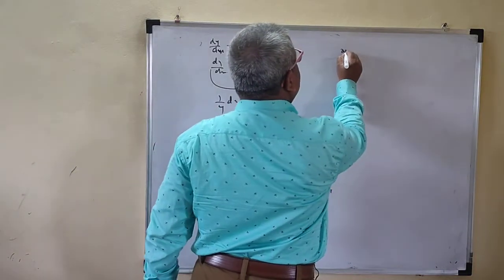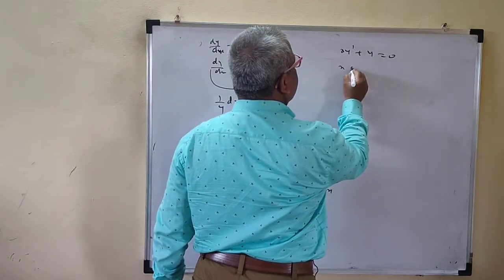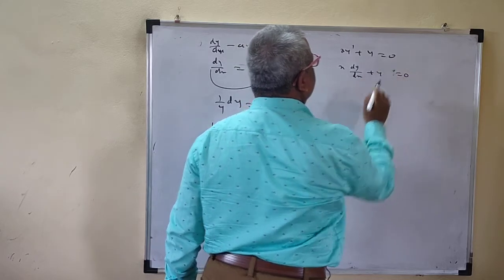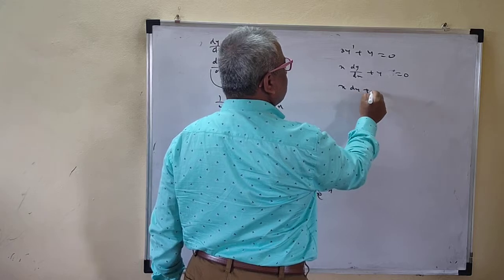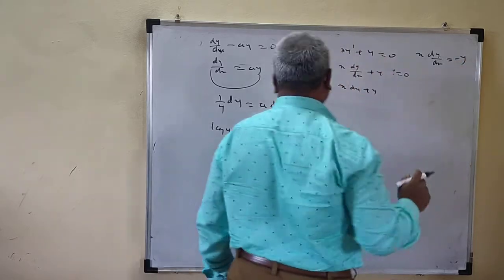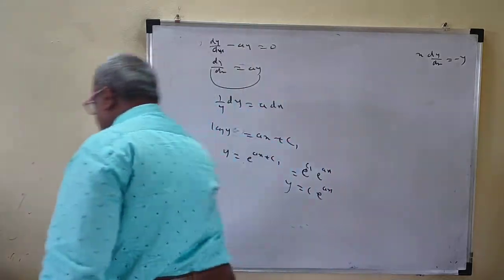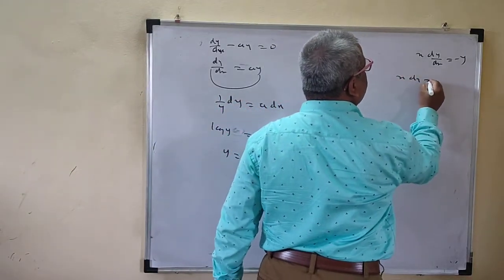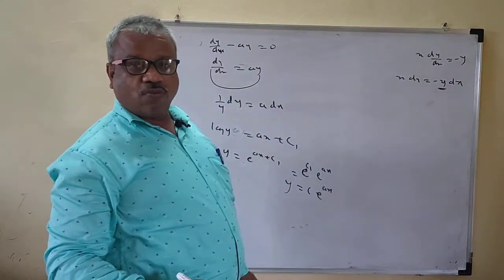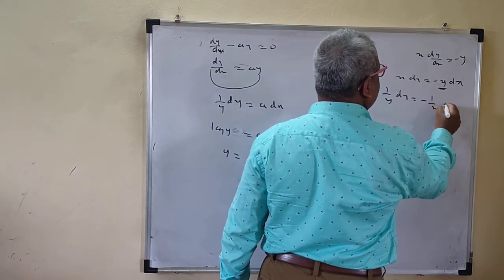Suppose you have this equation x y prime plus y is equal to 0. Here y prime means x dy by dx plus y is equal to 0. So I can write x dy by dx is equal to minus y. This is very simple now. Then I shift dx here: x dy is equal to minus y dx. I will separate this: 1 by y dy is equal to minus 1 by x dx.